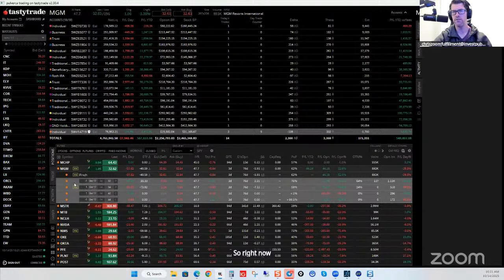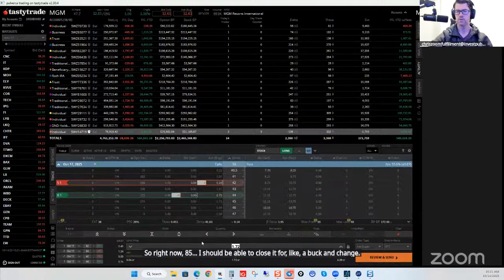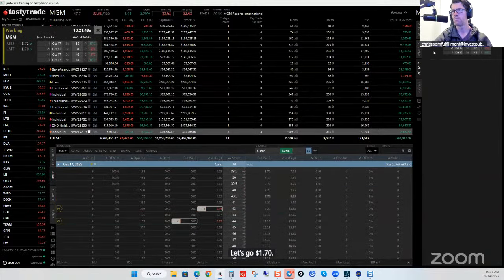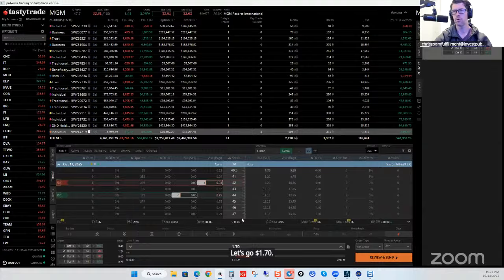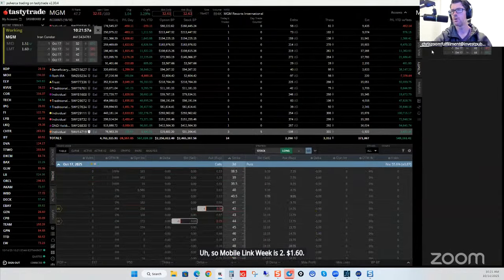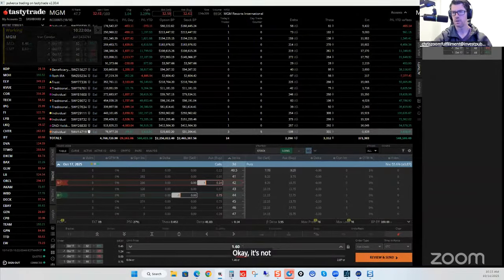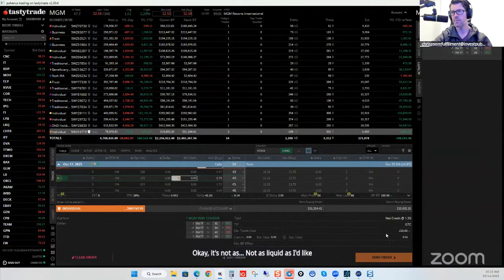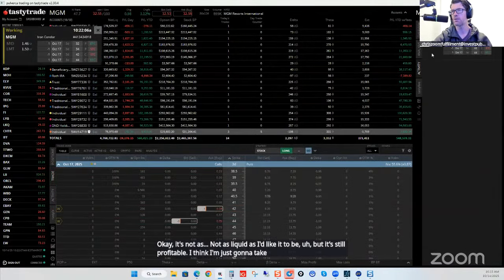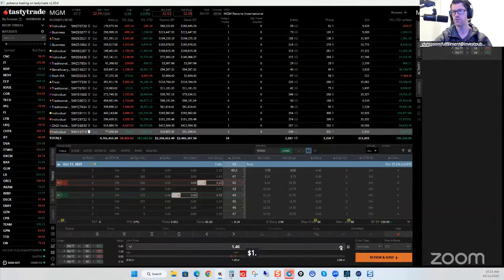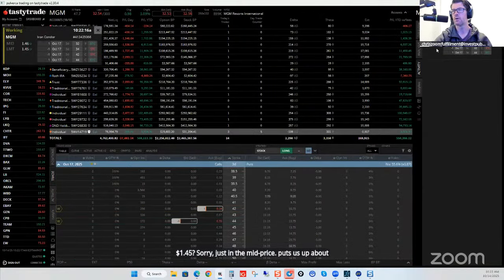Right now, I should be able to close it for like a buck and change. Let's go with $1.70. Most I think is $2.60. It's not as liquid as I'd like it to be, but it's still profitable. I think I'm just going to take it and protect it. $1.50, not filling. $1.45, try just the mid price. That puts us up about $60.